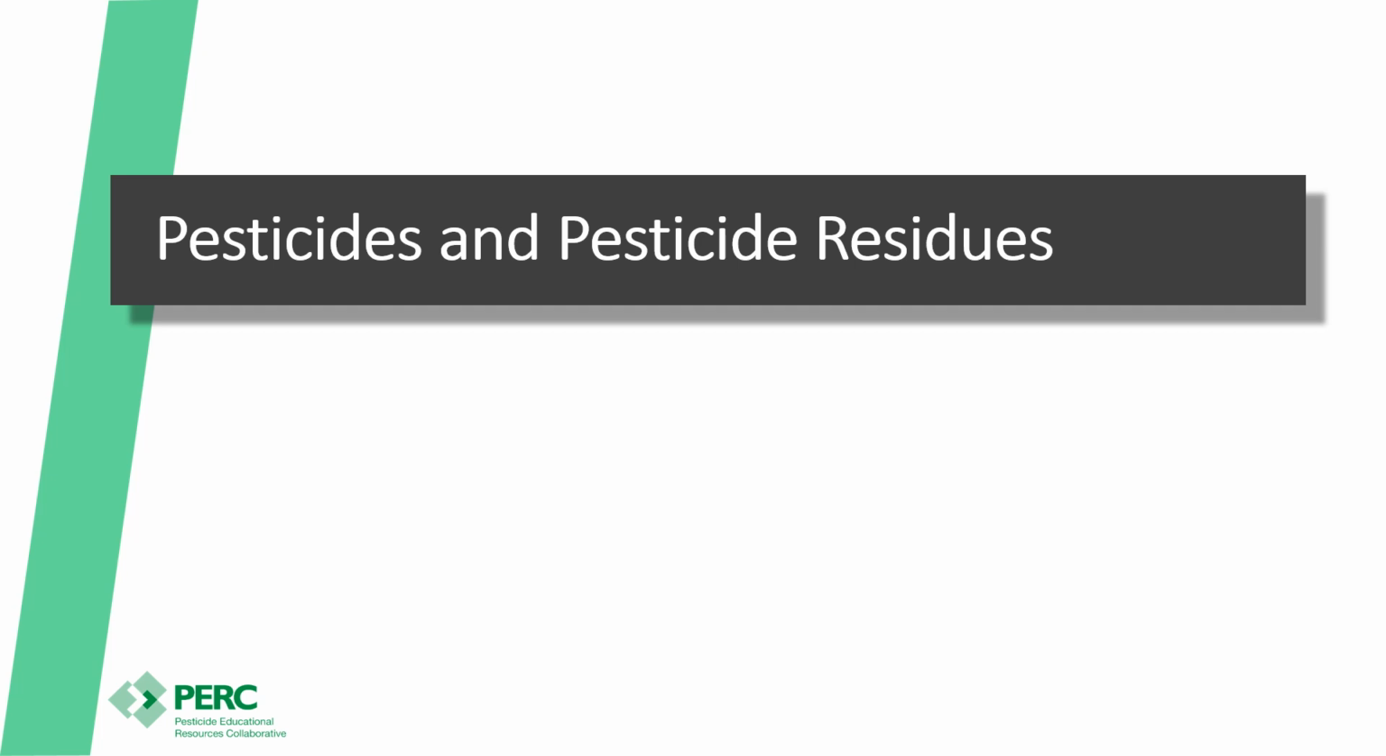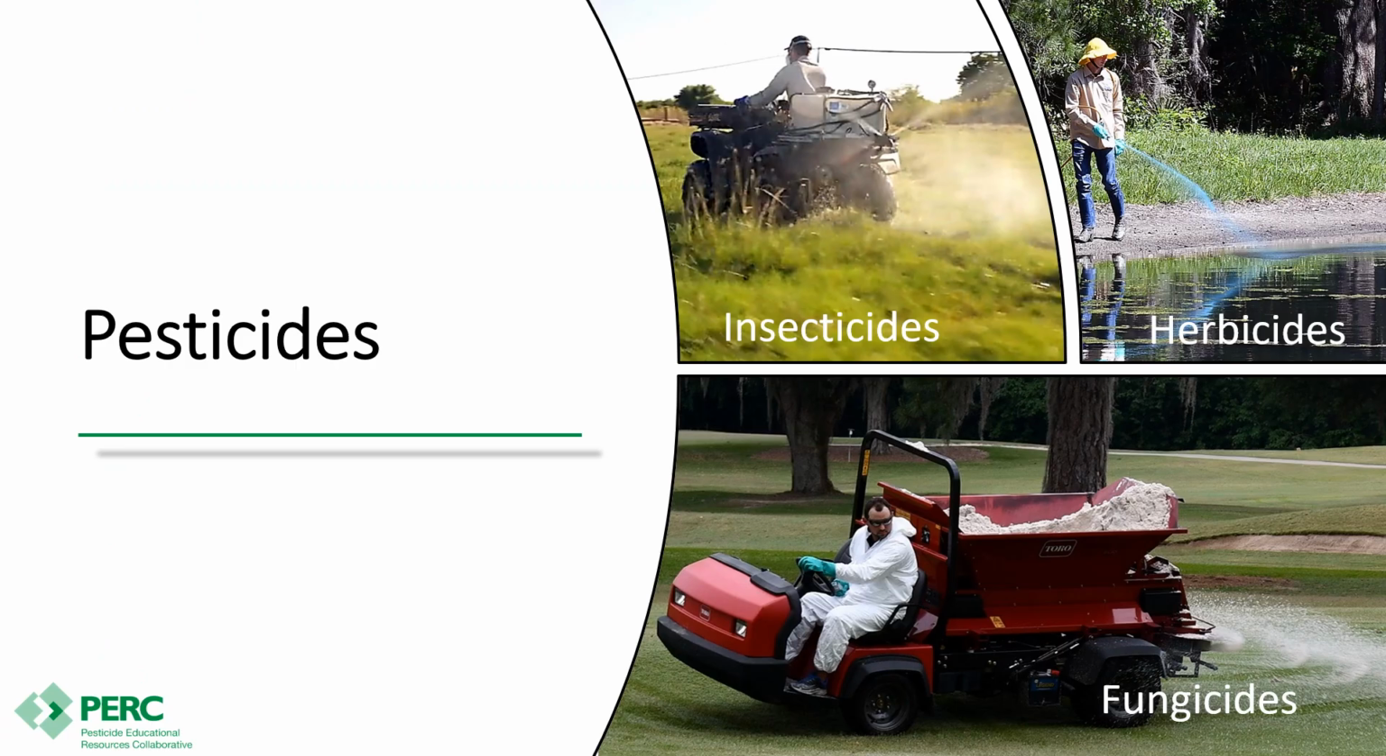Now we will learn about general knowledge of pesticides and pesticide residues. Common types of pesticides include insecticides, herbicides, and fungicides. These are applied as liquids, sprays, powders, granules, or gases, such as fumigants.